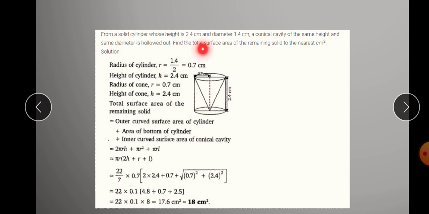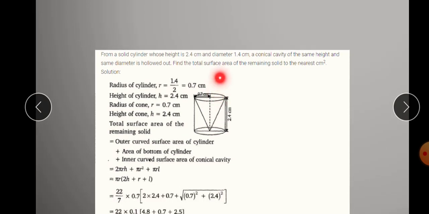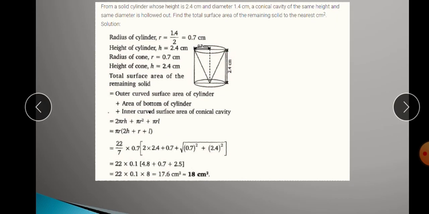Don't think we have to use the TSA formula directly. Here we should only use surface area. We are taking out the cone, so the CSA of the cavity is added, whereas for volume we would remove it. Here the radius is 0.7 because the diameter is 1.4, and the height of the cylinder is 2.4. The height of the cone is also 2.4, equal to the cylinder height.